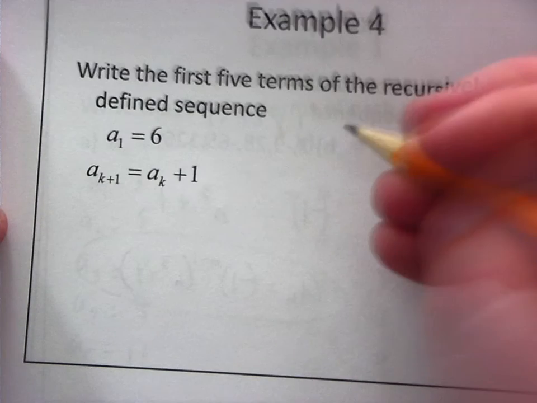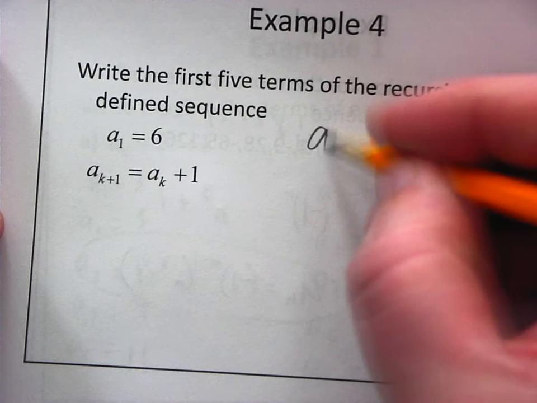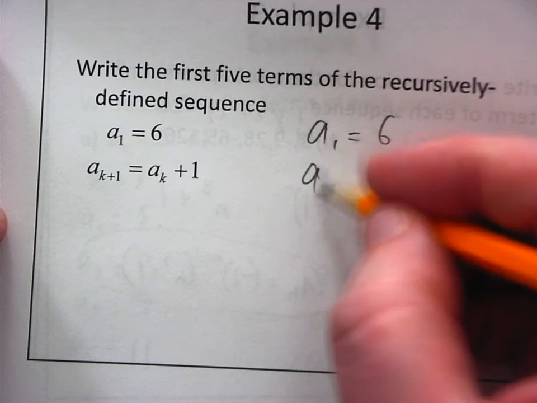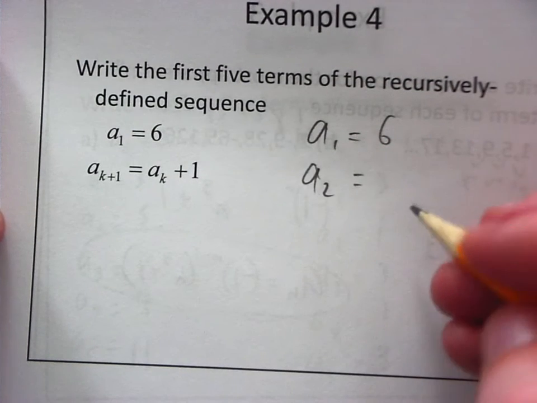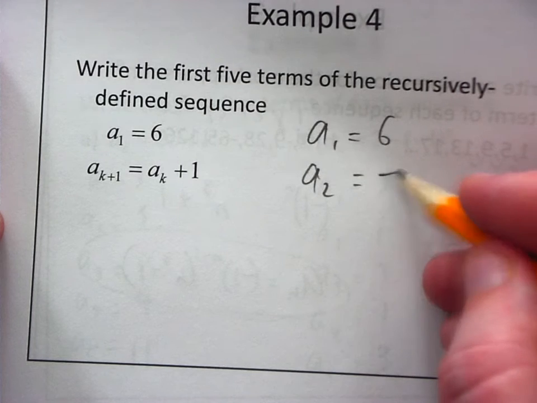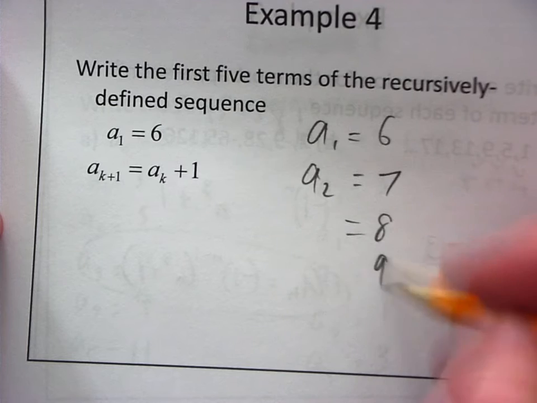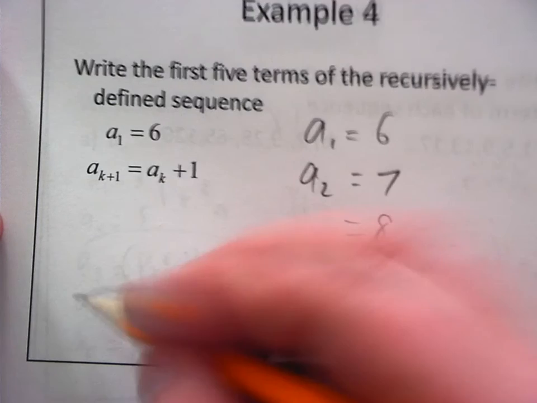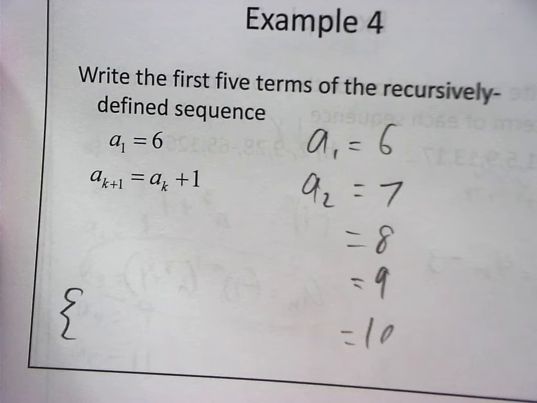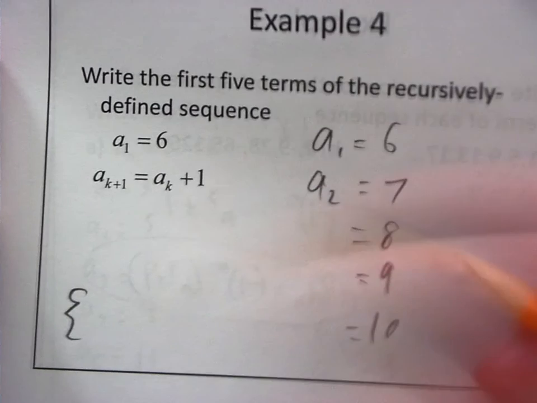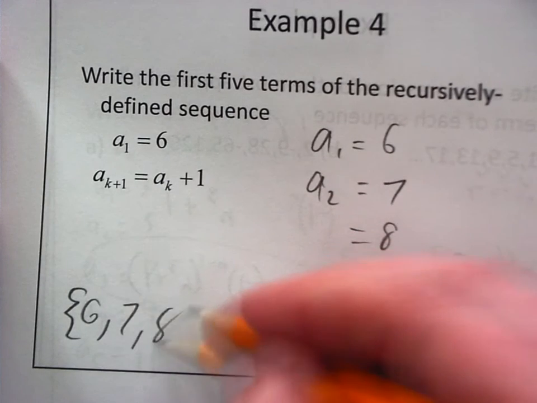Well, the subscript and the regular one here. So your first term is what? 6. And yes, you have to list it even though it's given to you. A sub 2 would be what? 7. A sub 3? And keep going with it. First 5 terms. Now you also see them written like this in a sequence. You'll see a brace on the left and the right, and then just 6, 7, 8, 9, 10.